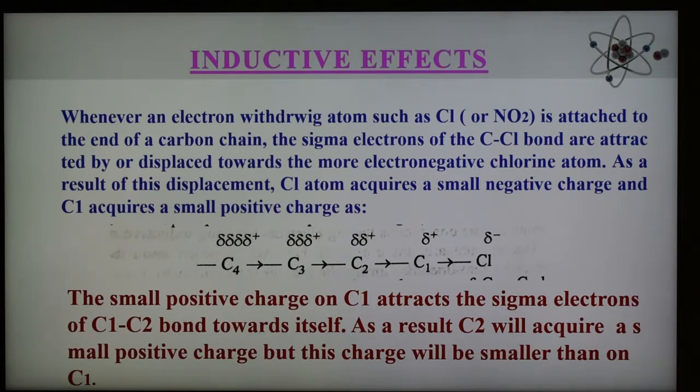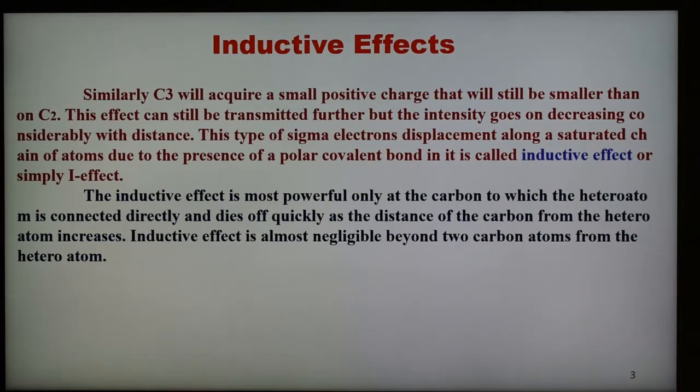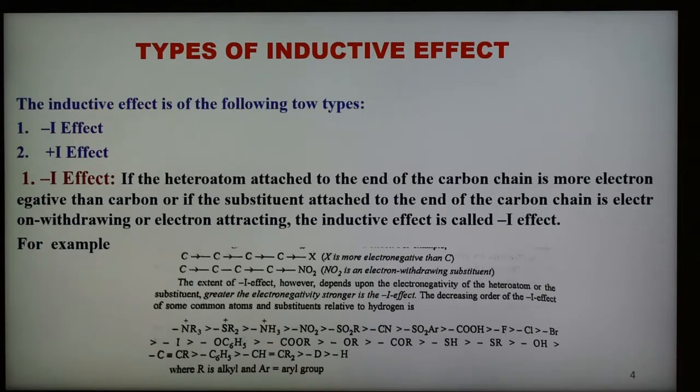So this is known as inductive effect, and after this there are two types of inductive effect. This is shown here: the inductive effect is most powerful near the heteroatom and almost negligible after 2 carbon atoms. Next are the types of inductive effect, and there are two types. First is the minus I effect, second is the plus I effect. So what is the minus I effect?